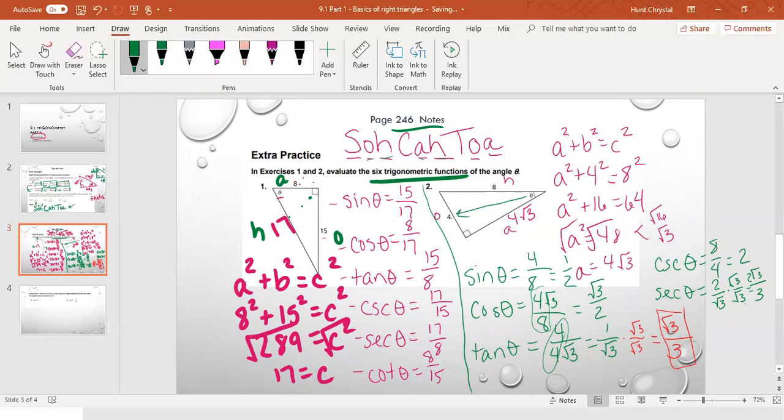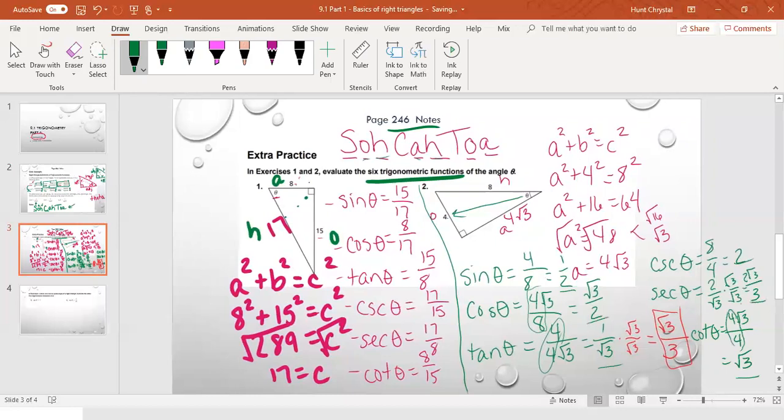Now for the tangent, we're going to do the cotangent. And if I go back to just the reciprocal of opposite over adjacent and do adjacent over opposite, I don't have to rationalize anything. So I'm going to do the adjacent, which is 4 square root of 3, over the opposite, which is 4. And then all I really do is break down this 4/4, which is just 1. So that answer would be square root of 3. So you're going to have 6 different answers, 1 for each of the 6 trig functions.